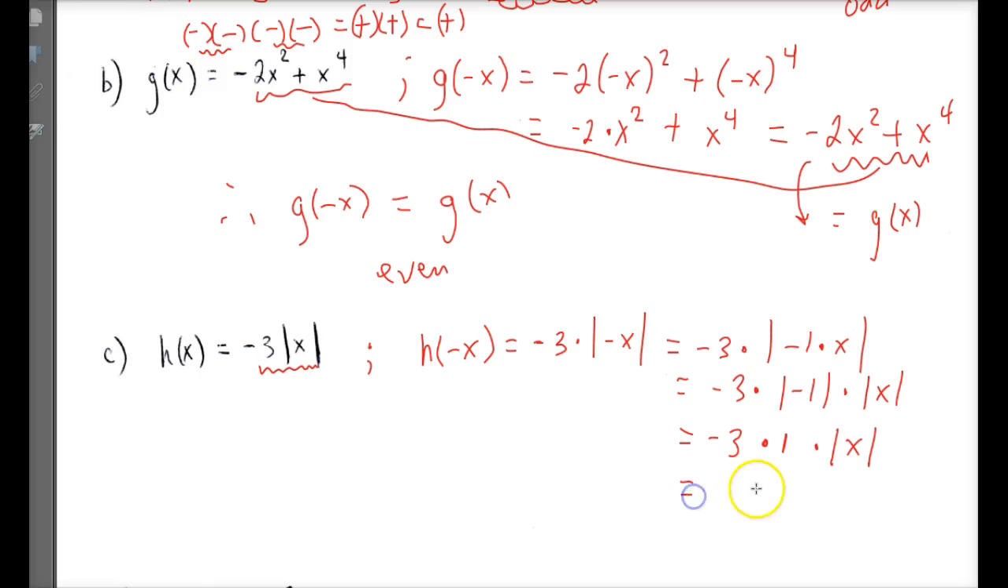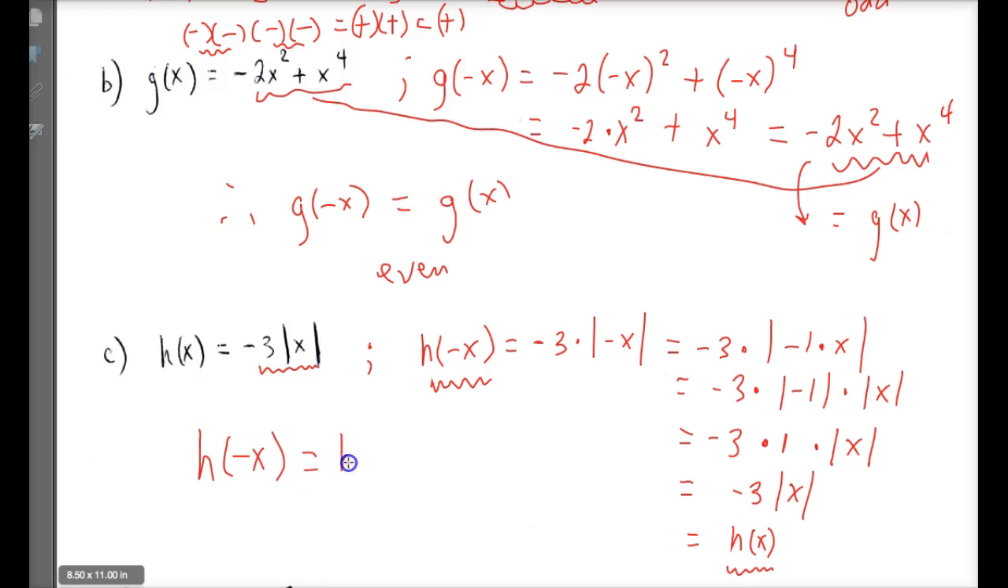Okay? Now for here, we know that negative 3 times 1 is just a negative 3. And then with that, we just multiply times absolute value of x. And we see that we get the same exact thing that we started with. So this would just be h of x. So we see that h of negative x ends up being equal to h of x. And because of that, we know that this particular function is even.